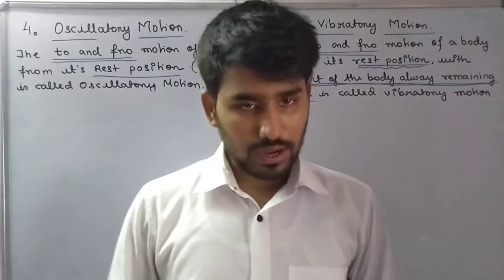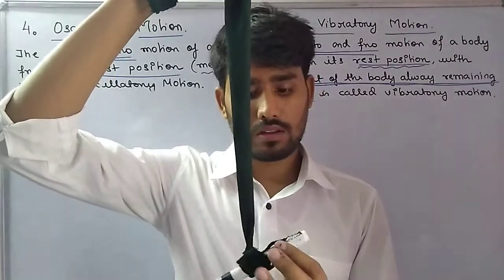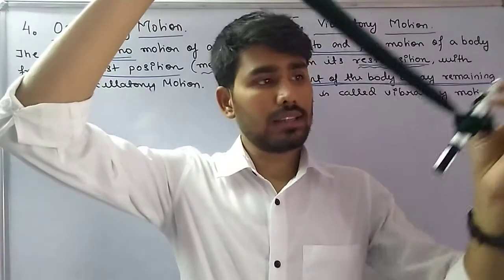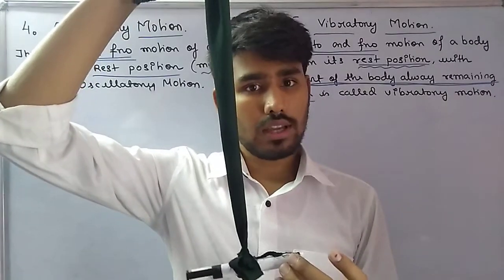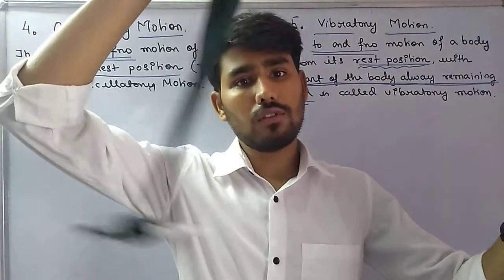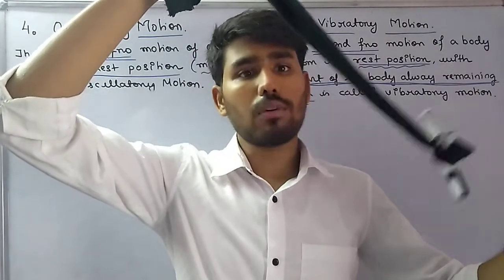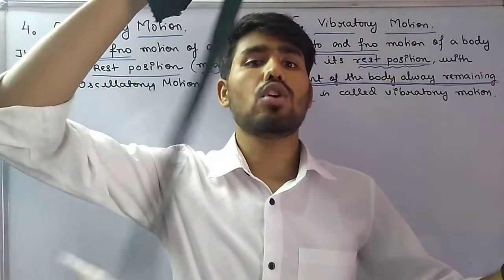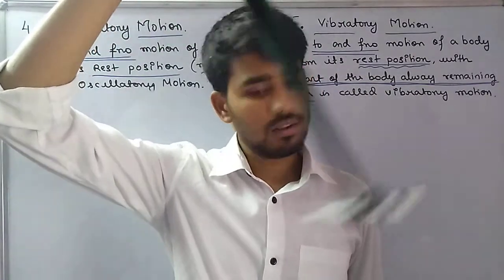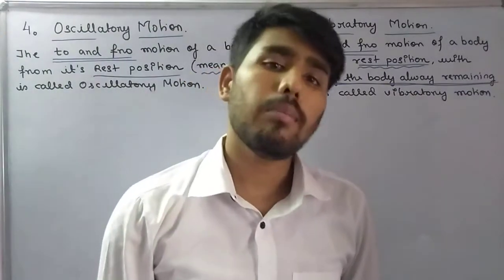I hope you have seen a pendulum also. Suppose this is a pendulum. If I remove it like this, this is the rest position. If I take it to one end and move like this, then this is also a kind of oscillatory motion. The bob of a pendulum shows oscillatory motion. It's going this way, this way.